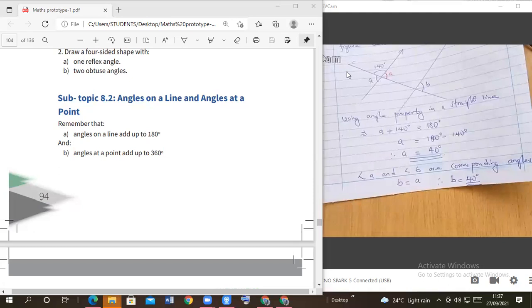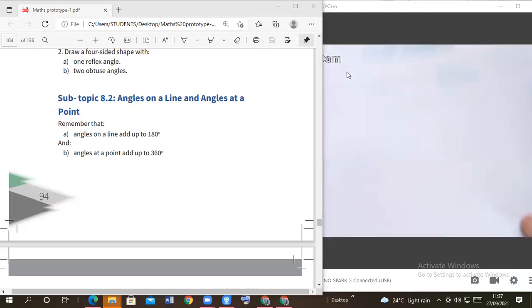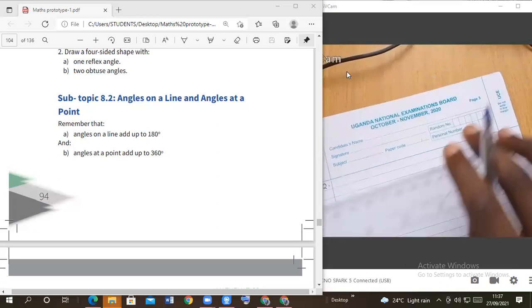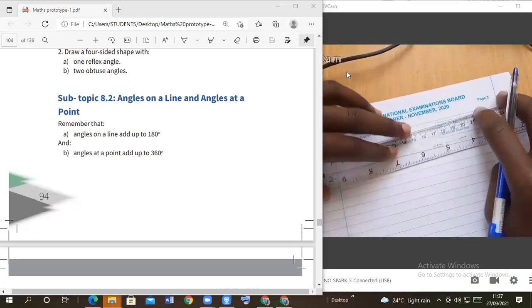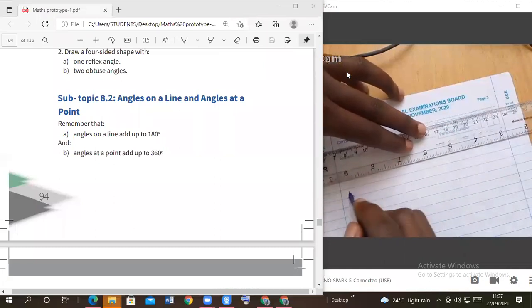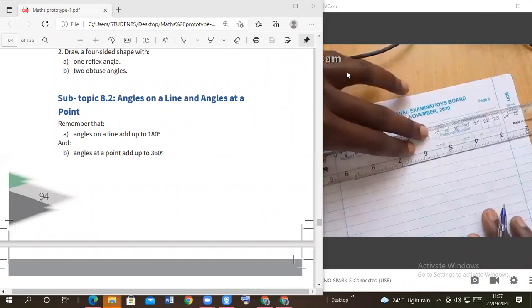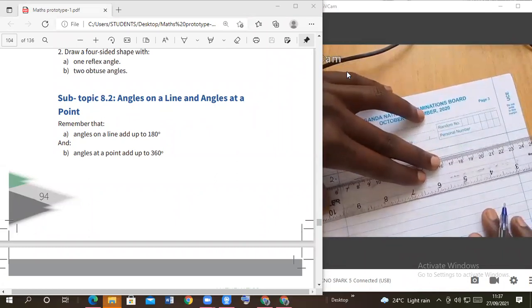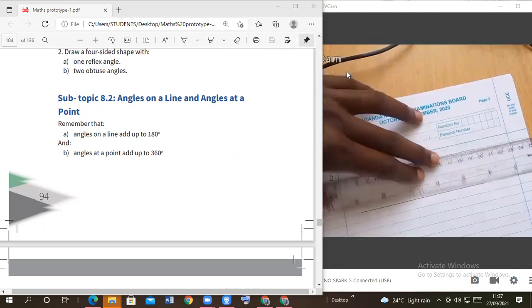Next. Number two. We have something like this.